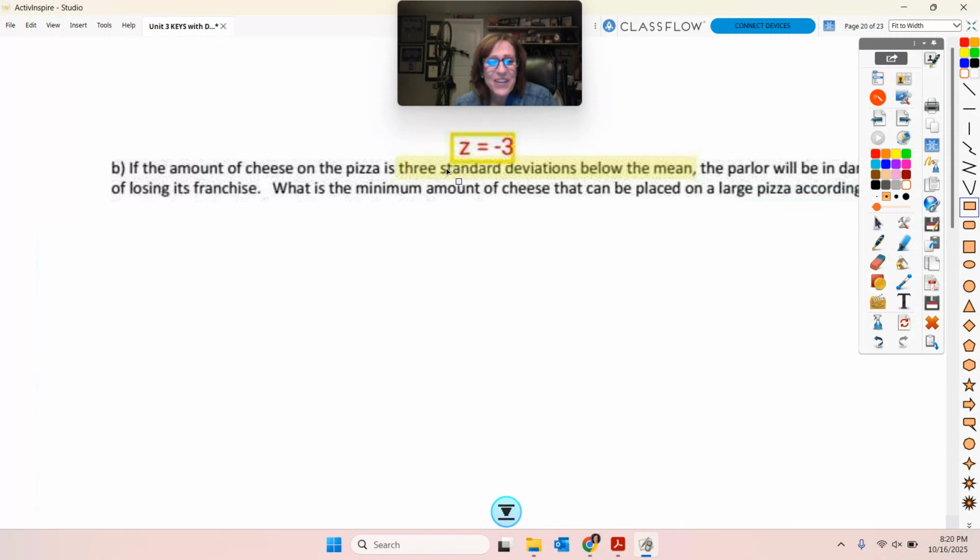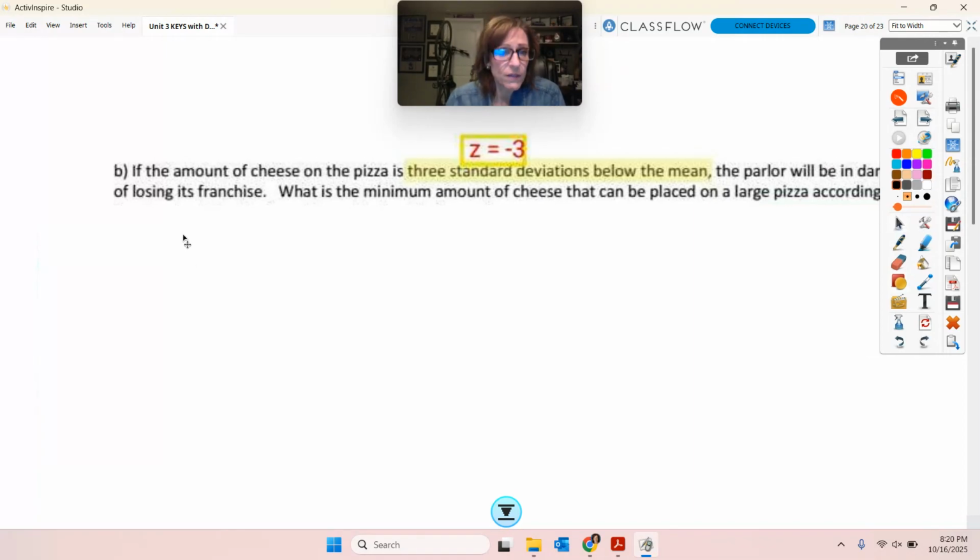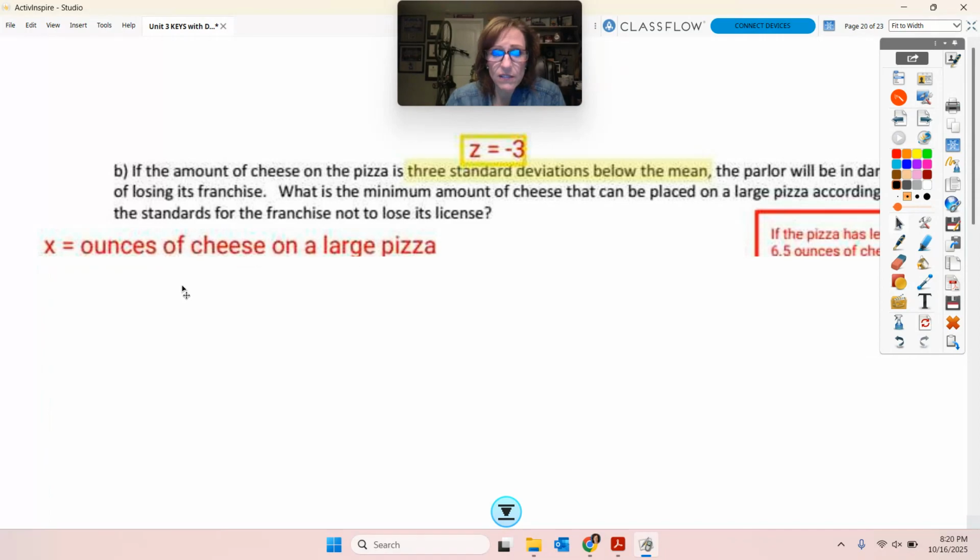They're in danger of losing their franchise if the inspectors find a pizza with that little cheese on it. So what is the actual amount of cheese that can be placed on the large pizza? How many ounces is that at 3 standard deviations below the mean? What are we looking for? We still have ounces of cheese on a large pizza with that same mean and standard deviation. We want to find x when z is -3.